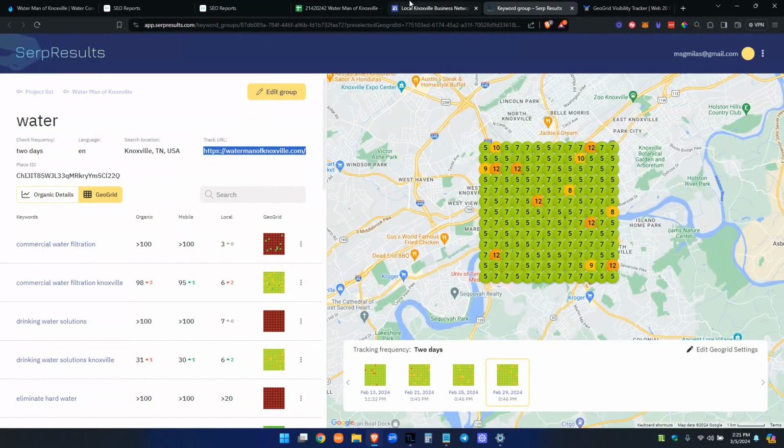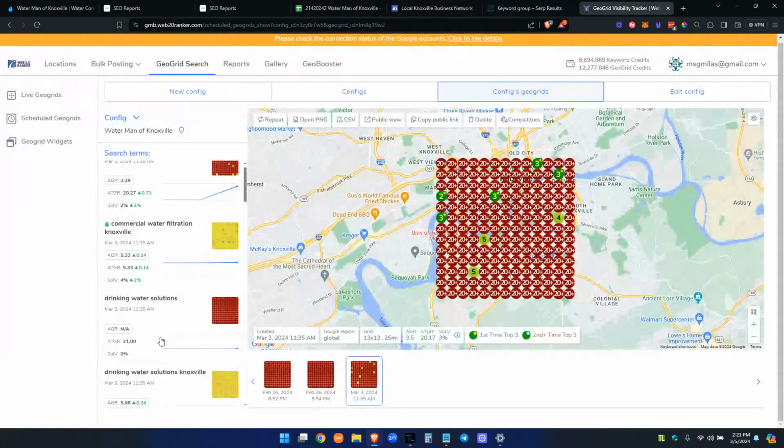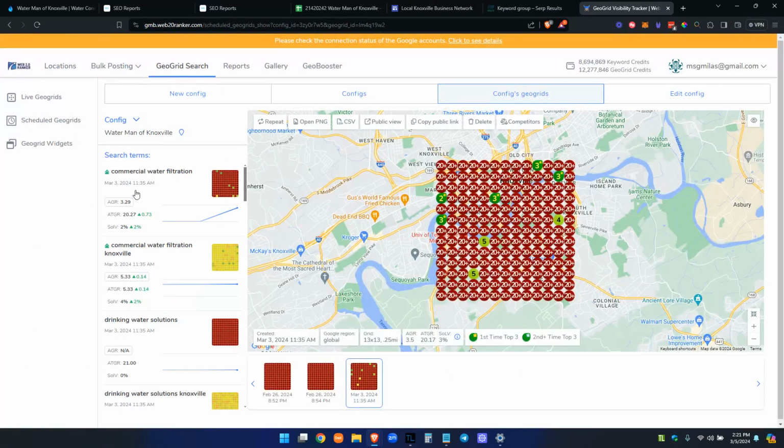So if we jump on over to our rankings, as you can see, these finished up on the 27th, 26th, 27th, and we actually started our rank tracking. Let's pull up Local Viking. It shows a little better picture here. So right before our order was delivered, we started tracking the GeoGrid. So the very first GeoGrid kind of shows where we were at and kind of where we're at now.